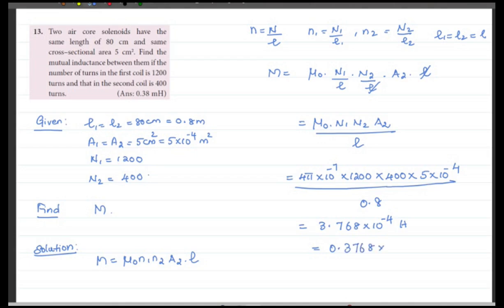0.3768 into 10 power minus 3 Henry, that is 0.3768 milli Henry. So let's round it off to 0.38 milli Henry. This is the mutual inductance, capital M is equal to.